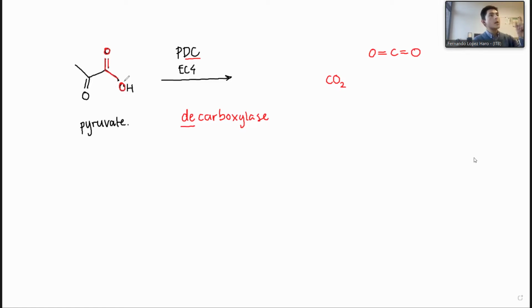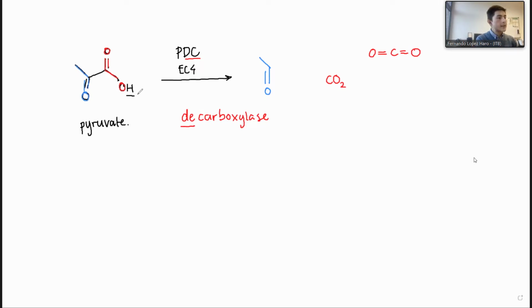Carboxylic acids are the only thing that is one level above in an oxidation state from CO2. CO2 is the most oxidized state that you can get with carbon. Carboxylic acids are not quite there, but they are almost there. So if we remove this carbon dioxide from the molecule, what we're left with is this part, which would be this.